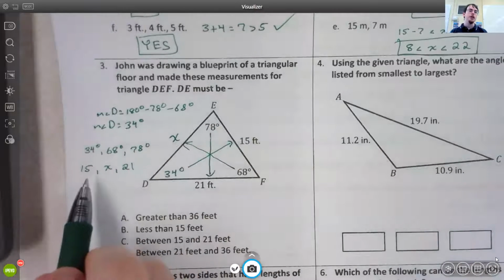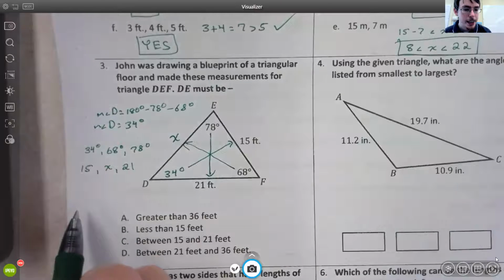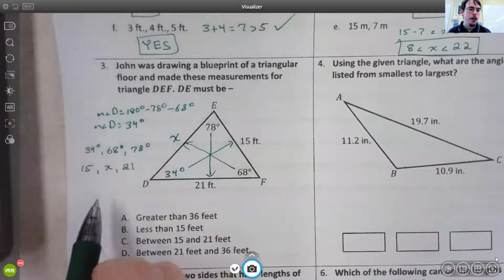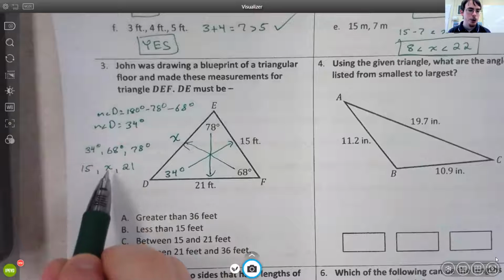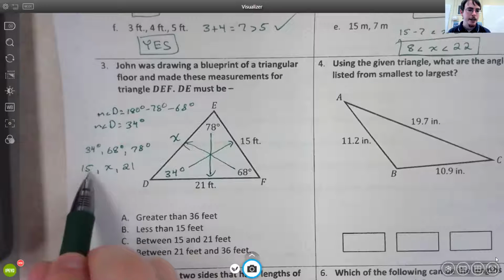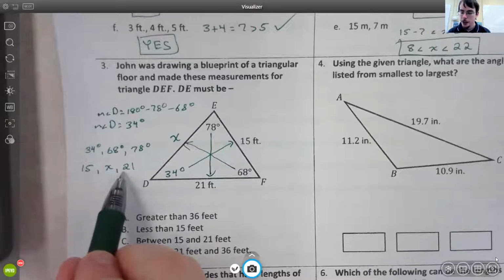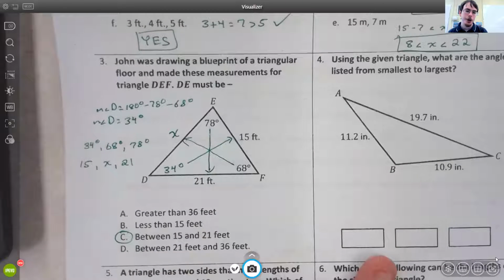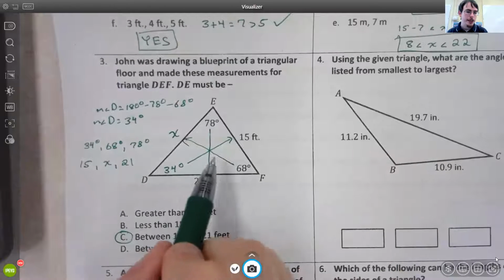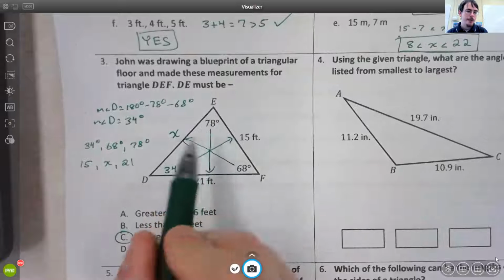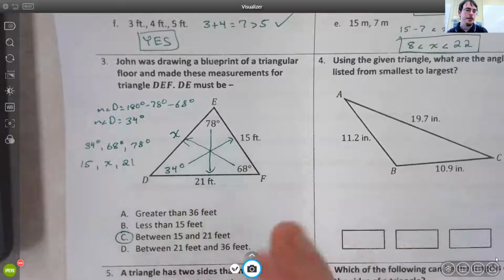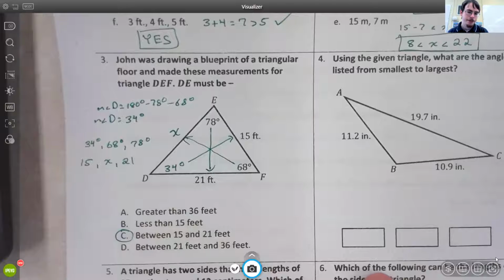Now look, we know that the shortest side is 15, and we know that the longest side is 21. So X has to fall in between 15 and 21. So that means we have C as our answer. It can't be greater than 21 because 68 is not bigger than 78. And it can't be smaller than 15 because 68 is not smaller than 34.